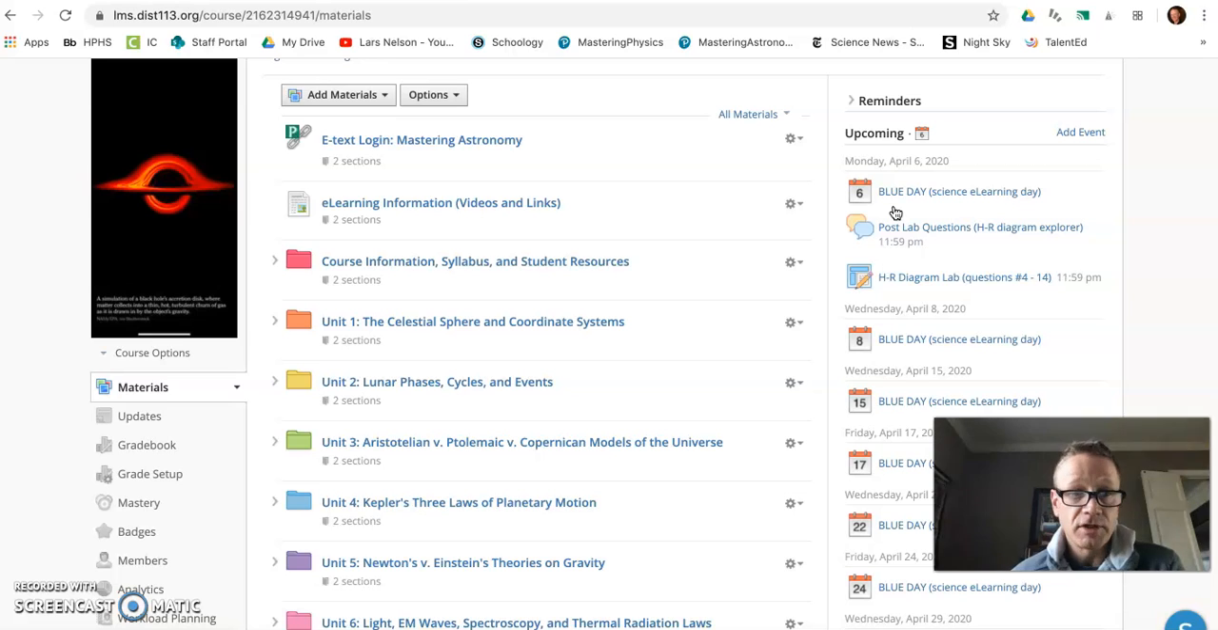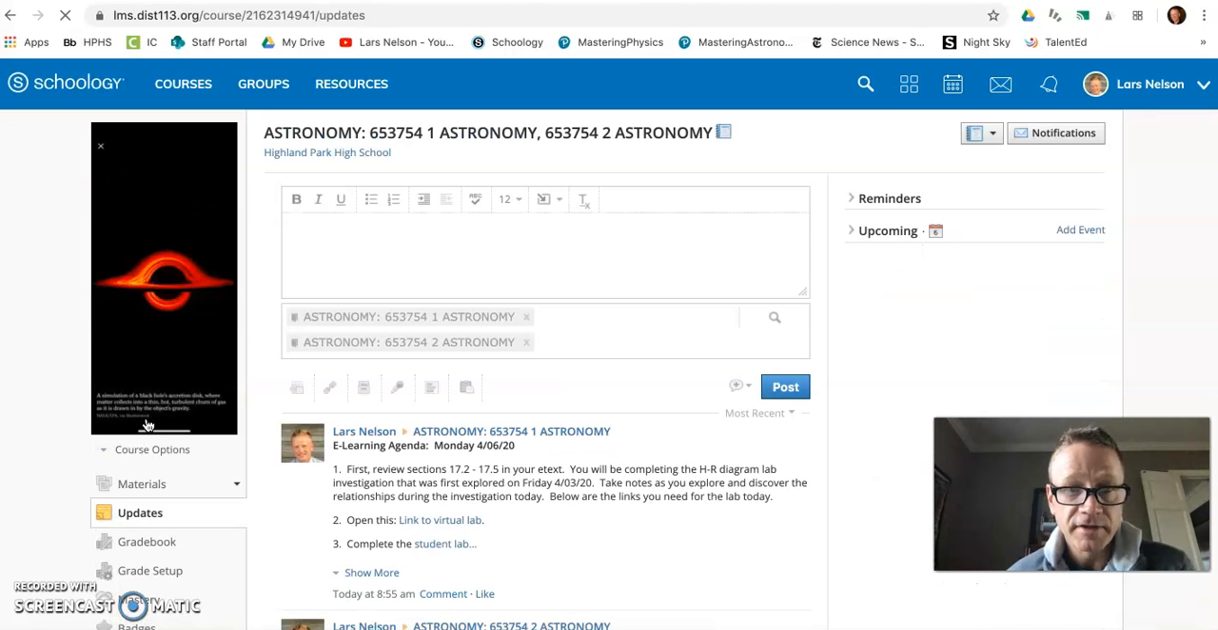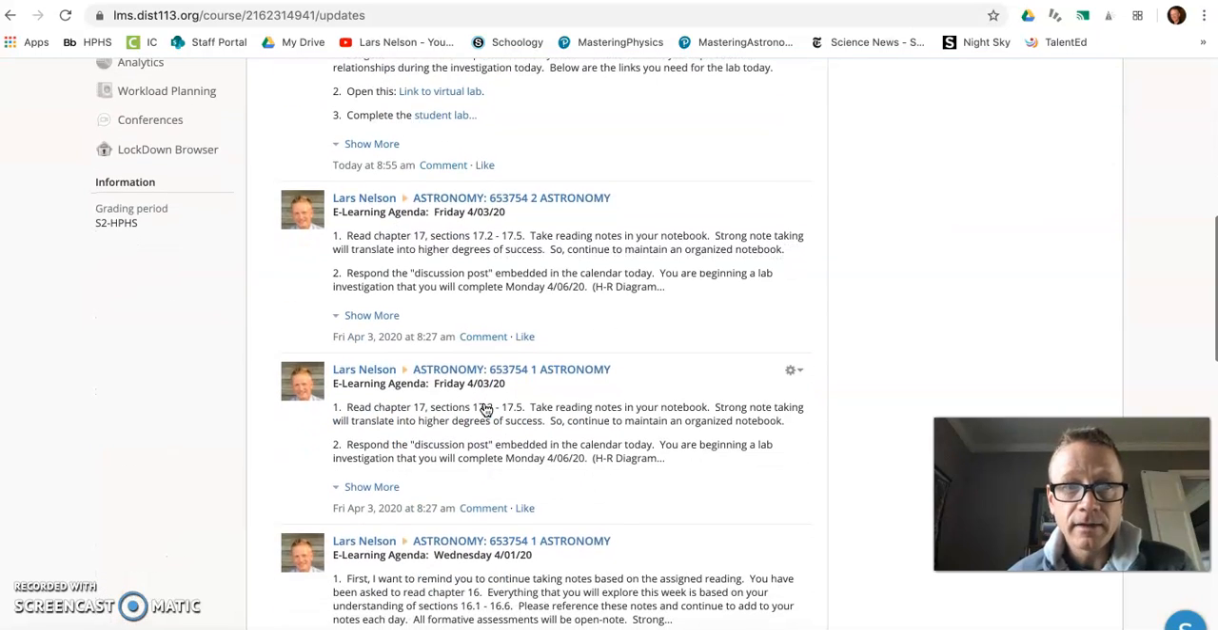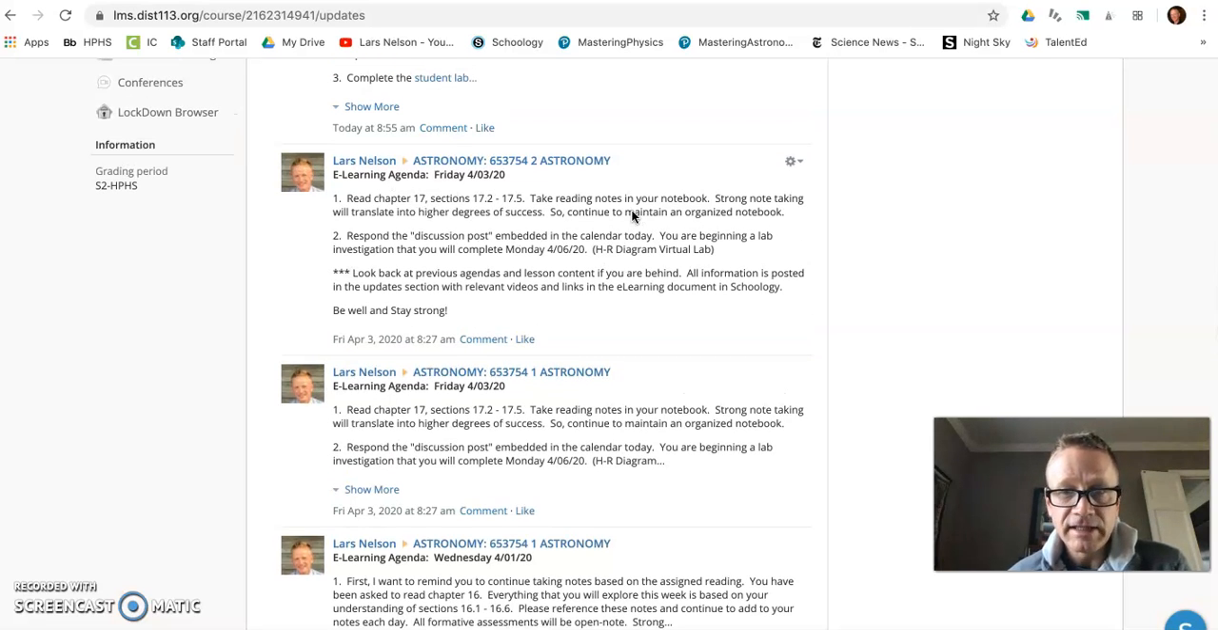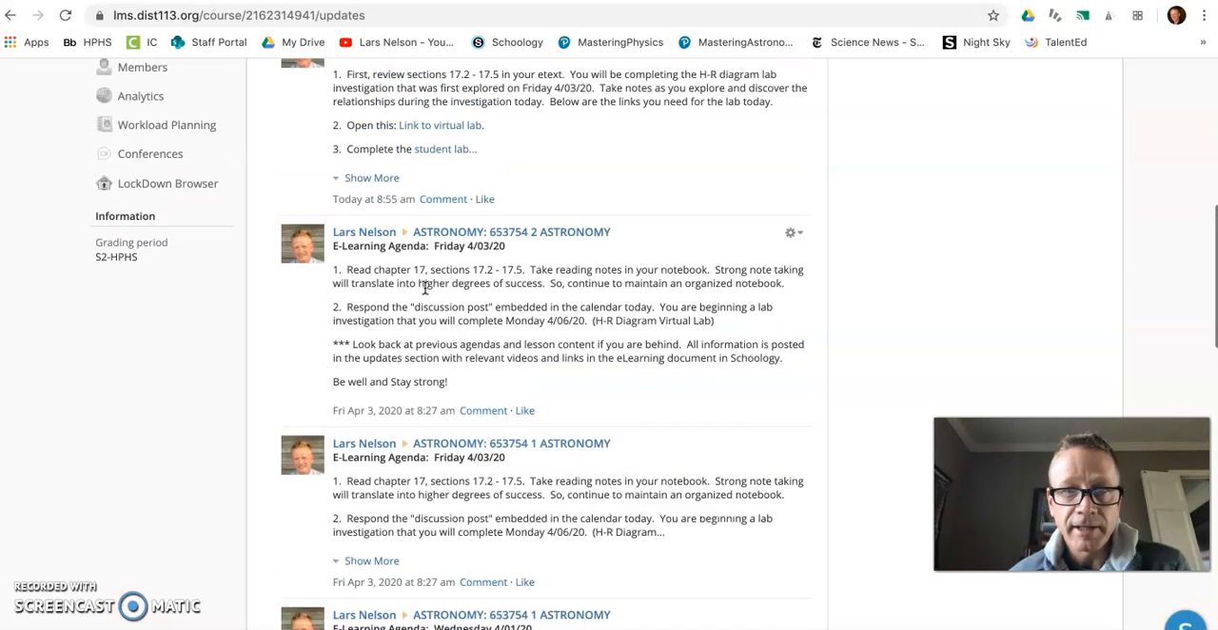It's a continuation of what you did Friday. In the updates section, I post all the agendas. You can look back at what we were doing Friday, exploring content from section 17.2 to 17.5 about properties of stars as they compare to our sun, and we graph those properties on the Hertzsprung-Russell diagram called the HR diagram. And today you're actually going to complete that lab that you began exploring Friday.